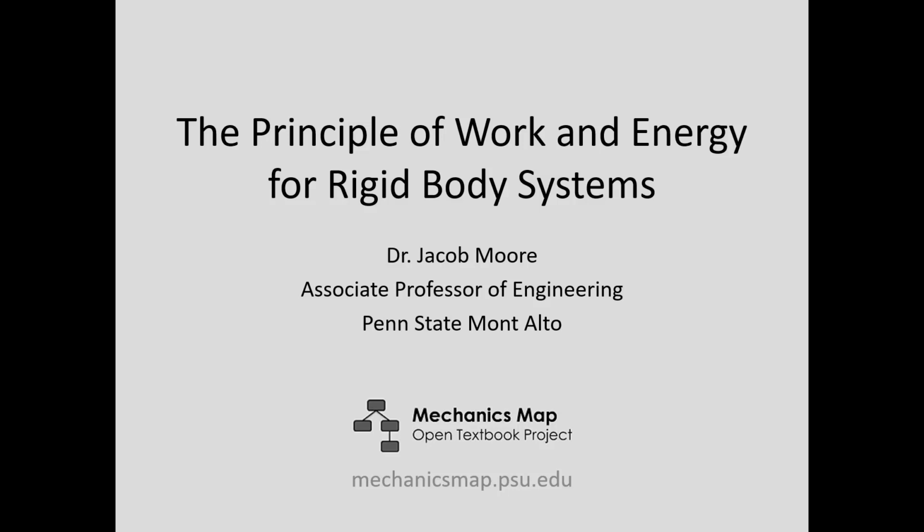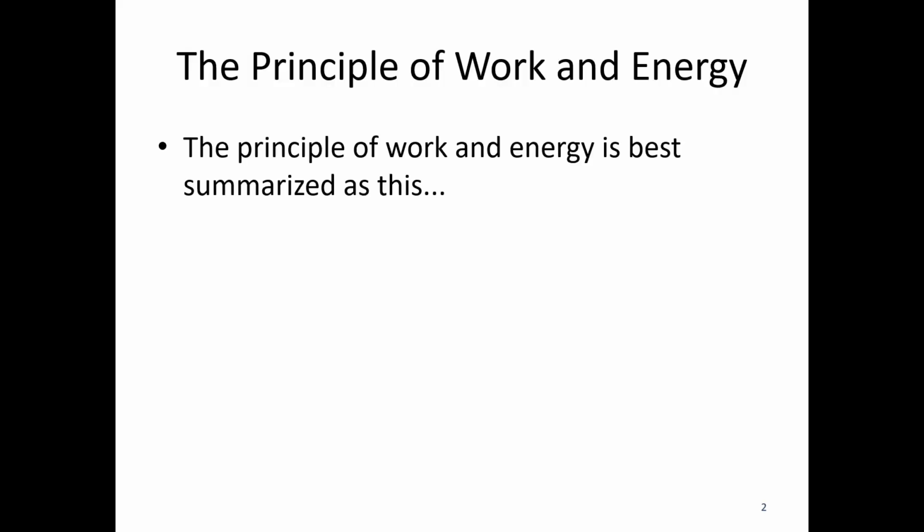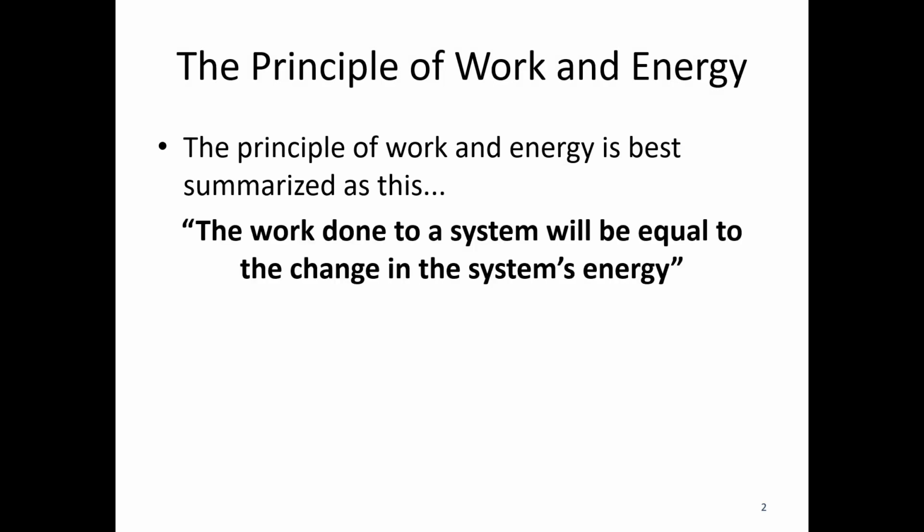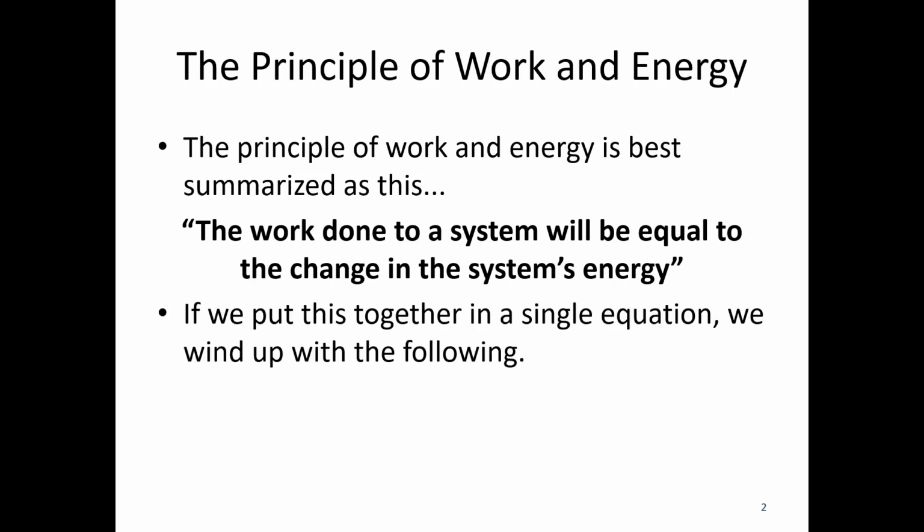Hello everyone. For today's video lecture, we're going to be talking about the principle of work and energy for rigid body systems. The principle of work and energy is best summarized as this: the work done to a system will be equal to the change in the system's energy. If we put this all together in a single equation, we wind up with the following: W, work, is equal to delta KE plus delta PE.